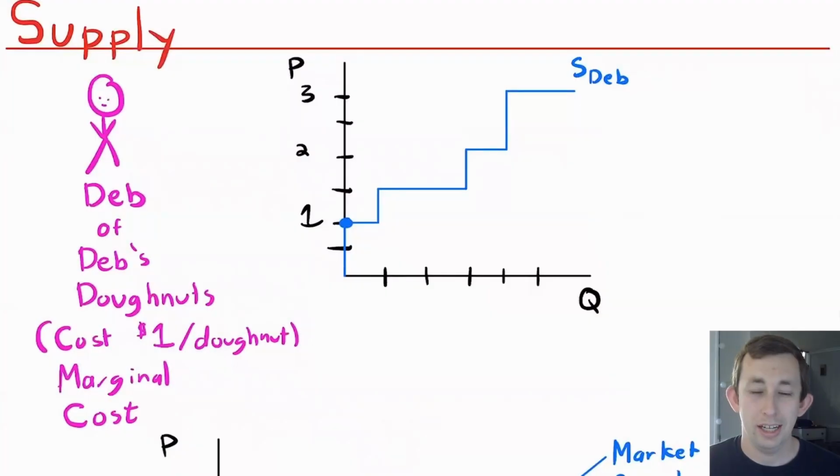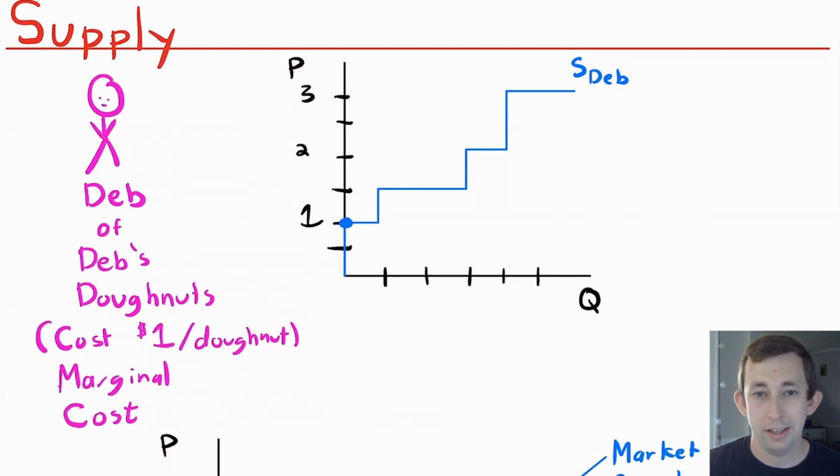Let's switch sides of the market now and talk about the supply curve. And to talk about the supply curve, we're going to talk about Deb from Deb's Donuts. So Deb is the owner of Deb's Donuts, and we're trying to think about why her supply curve slopes upward.